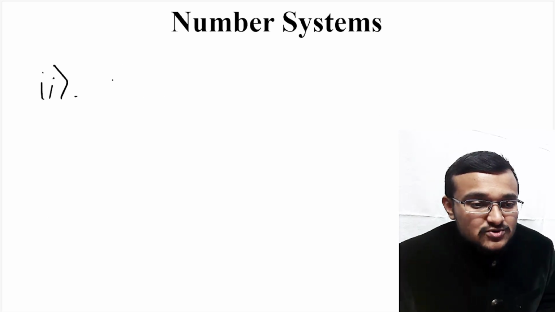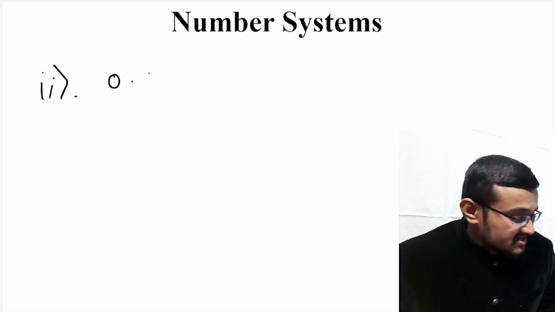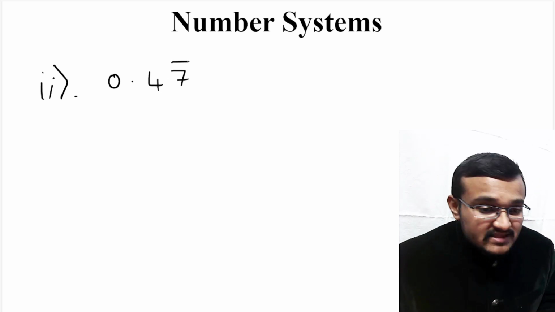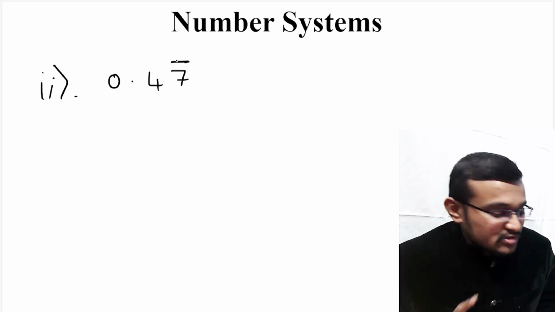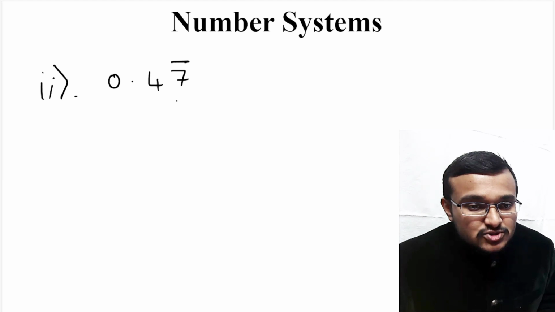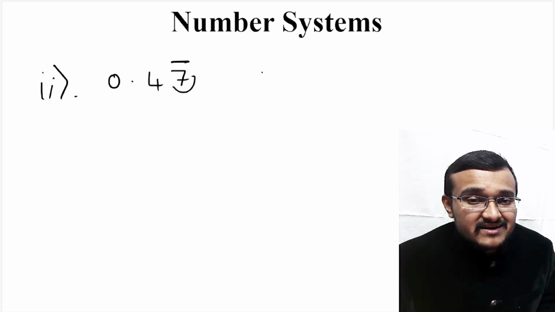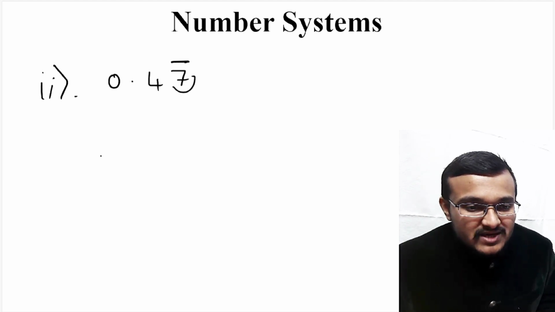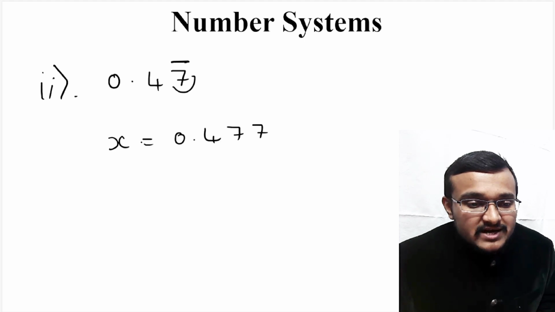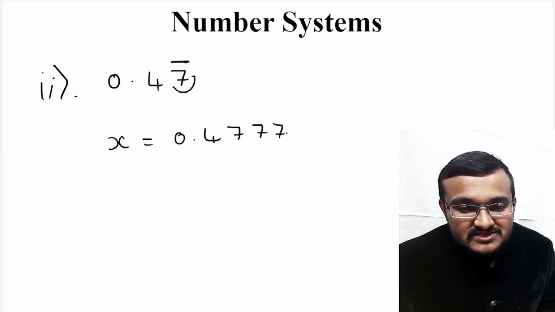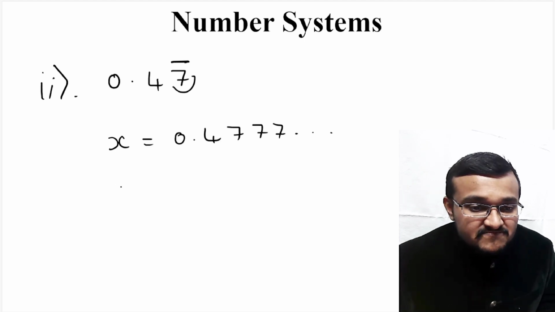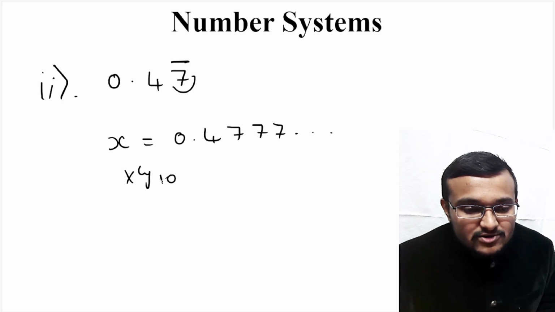Similarly, coming to the second question in the third question, here they have given 0.47. Here only 7 is recurring, not 4. Only 7 is recurring, so only one number is recurring after a point. That's why here also you can multiply this with 10. So I will take x as 0.477777, it goes like this. Now I'll multiply 10 on both sides.